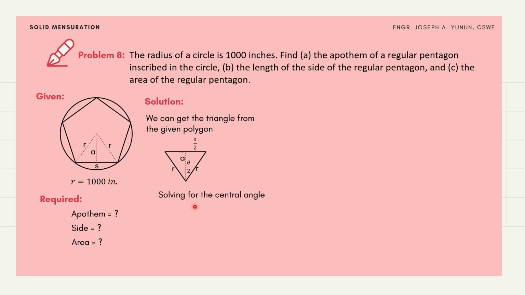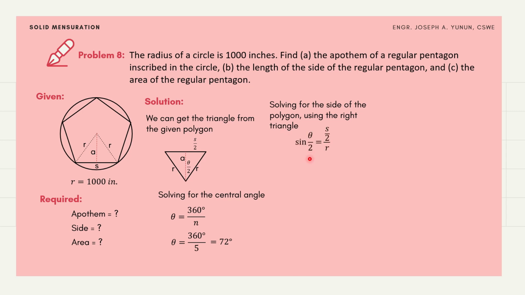Solving for the central angle theta, five-sided, so 360 divided by 5 gives us this. So theta now is 72 degrees. Since the radius is given, we can take that right triangle. Solving for the side of the polygon using this triangle here, or probably the other side around, we can use that one. So that's a right triangle.